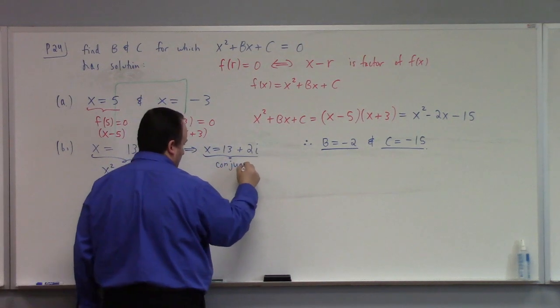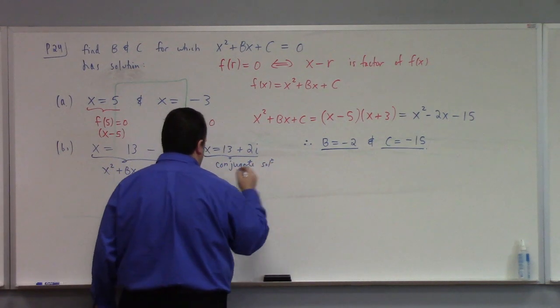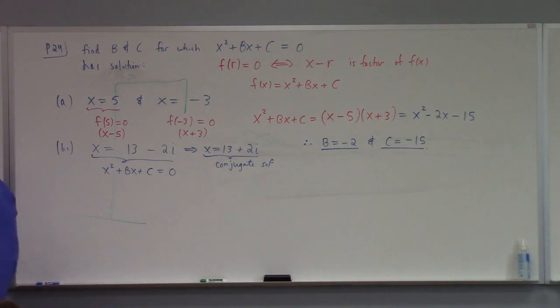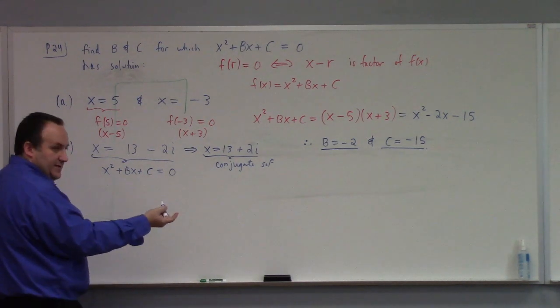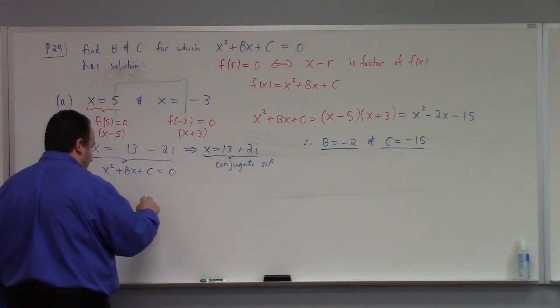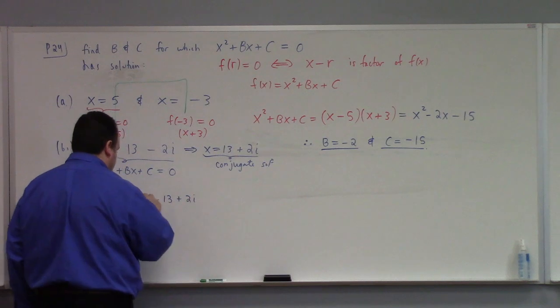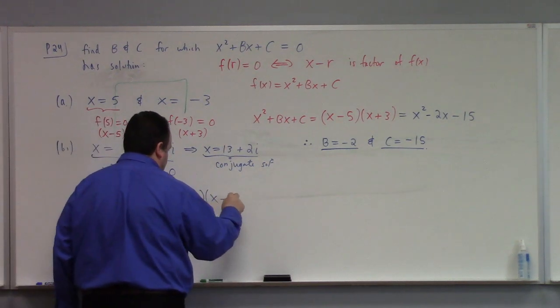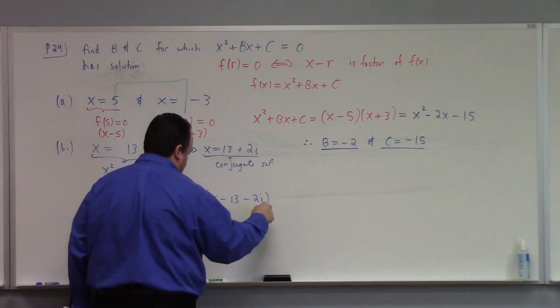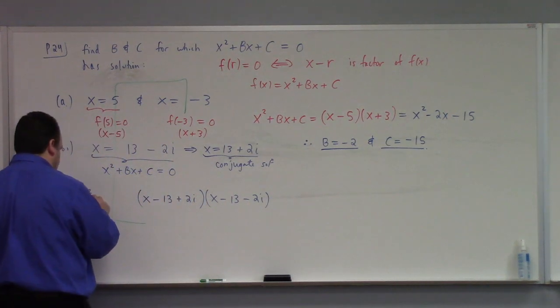So remember, when we solve a quadratic equation, they always come in pairs, right? The complex conjugate always comes with it. So if you have the one complex solution, you have the other. They always come in a pair like this. So now we can go back and use the factor theorem again. So we have x minus 13 plus 2i times x minus 13 minus 2i. That should be equal to x squared plus bx plus c.